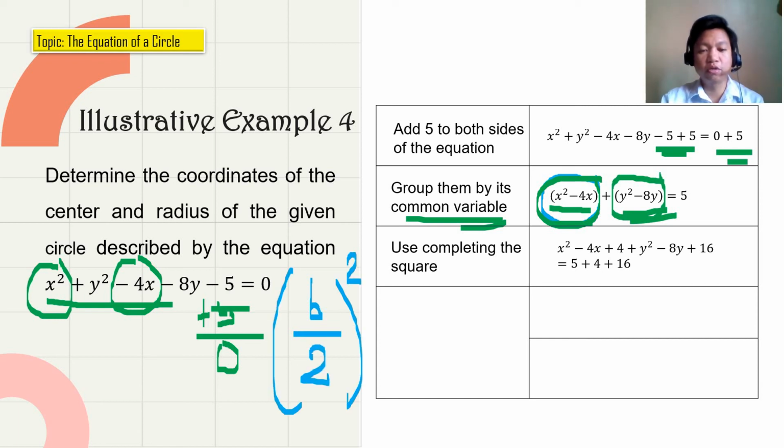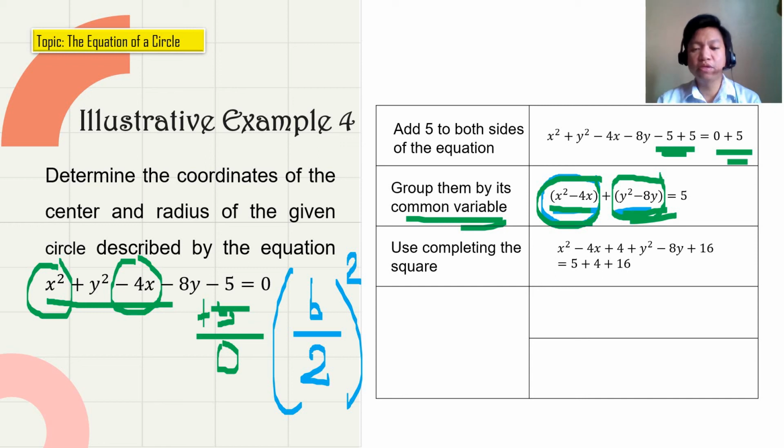Okay, so balikan nyo itong process na to, ha. So that is the process of getting the third term, yung kukumpleto sa ating binomial, no? Para maging trinomial siya kasi completing the square method 'yon. So kailangan maging trinomial itong mga binomials natin.